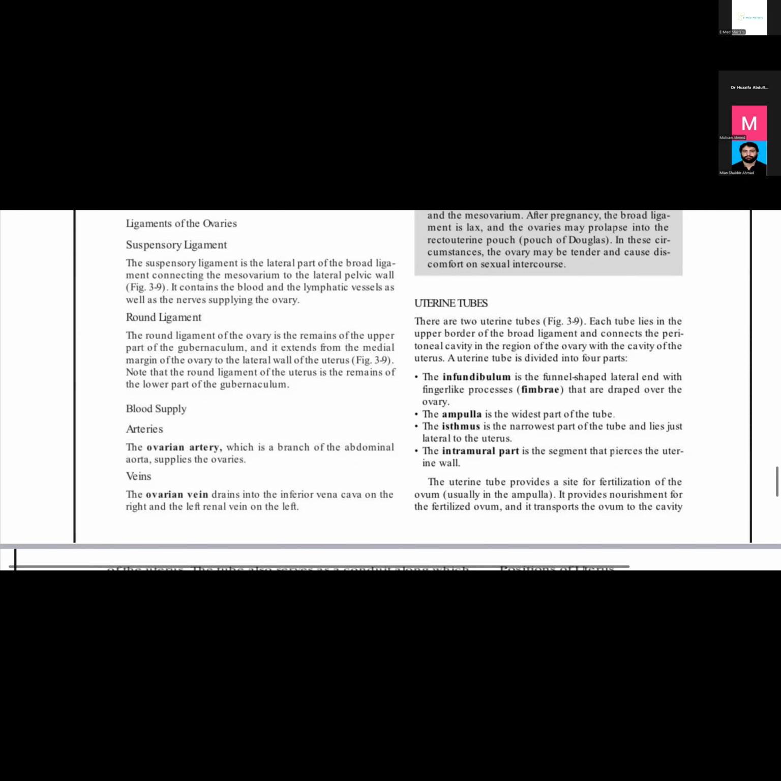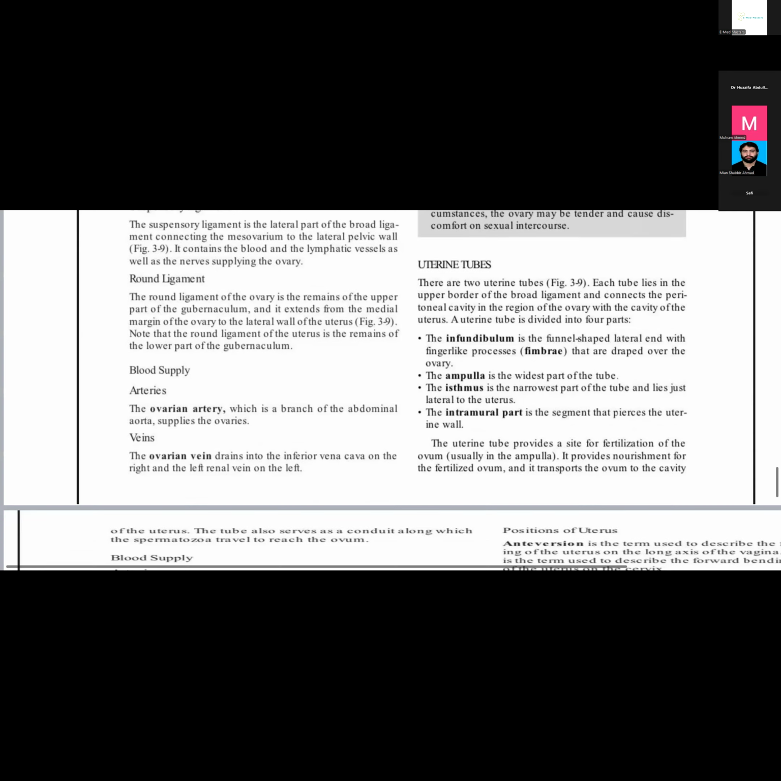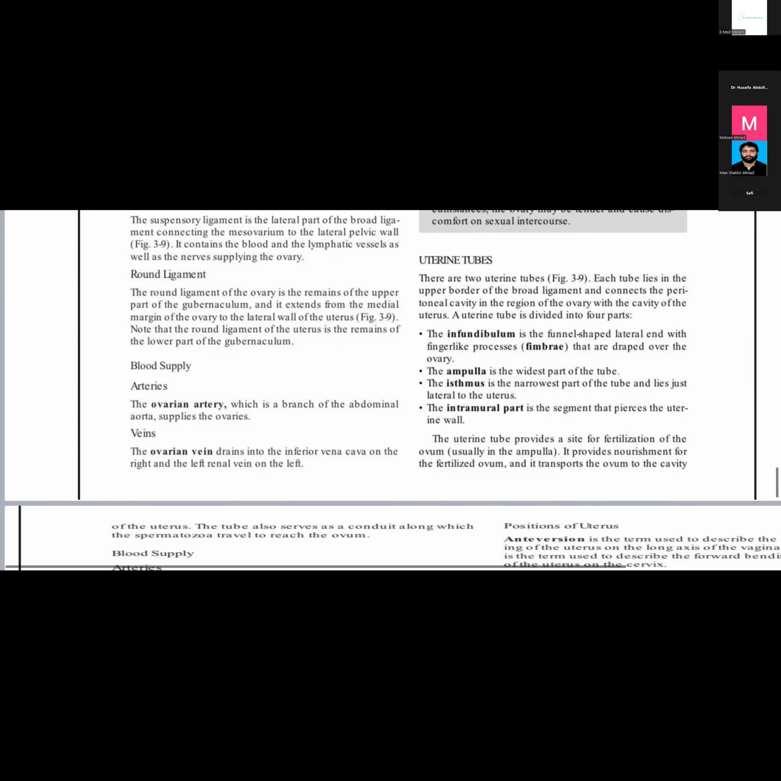What is the round ligament? The round ligament of the ovary is the remains of the upper part of the gubernaculum, while the round ligament of the uterus is the remains of the lower part of the gubernaculum. So the round ligament of the ovary is the remains of the upper part, and it extends from the medial margin of the ovary to the lateral wall of the uterus. Note that the round ligament of the uterus is the lower part of the gubernaculum.